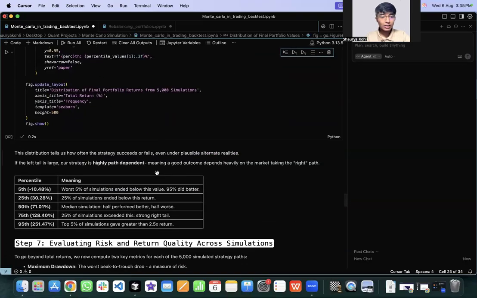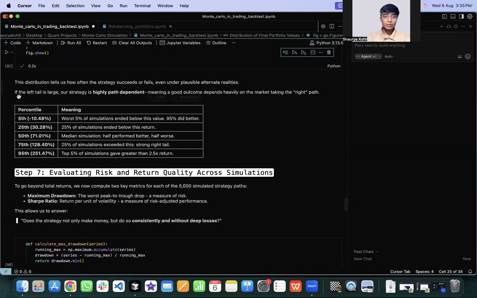And this is it. And over here, I also included the graph. So the fifth percentile, which is the minus 10.48, this is the worst. Same with the 95th one. This is the top 5%. The 75th, the 25 simulation exceeding, which is a strong right tail. And most of it, if we see, lies between the 50th and the 75th percentile.